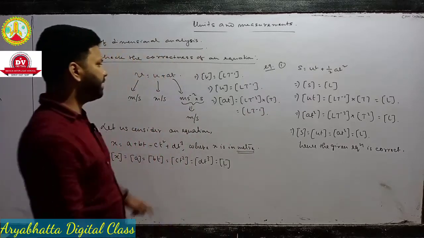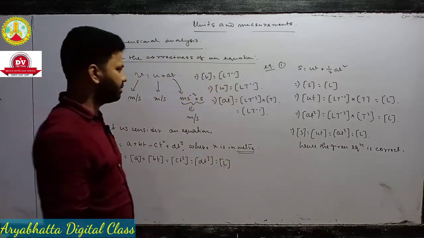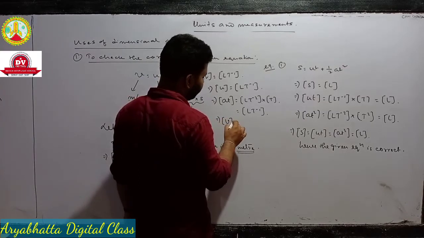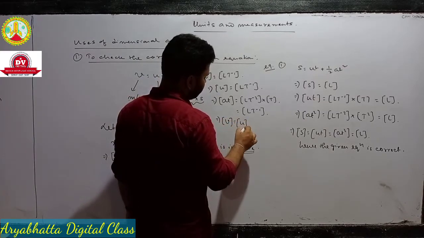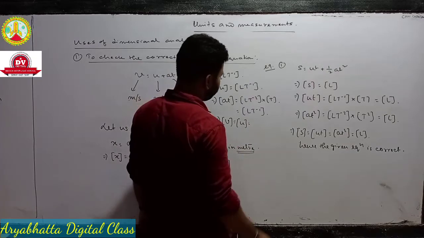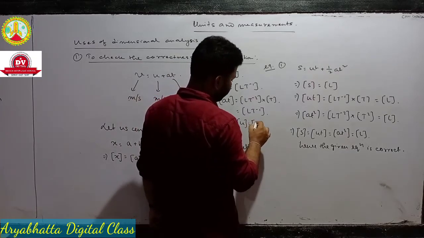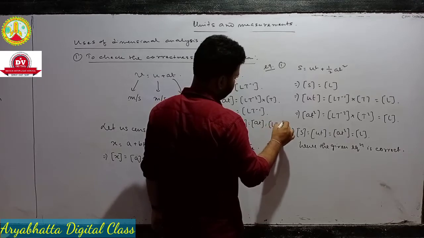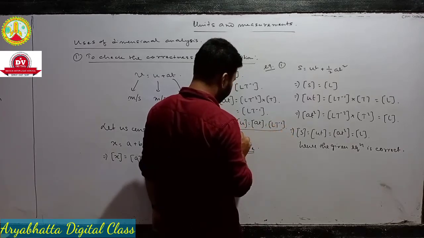देखो, in every case we are getting the same dimension, that is dimension of V is equal to dimension of U is equal to dimension of AT is equal to LT minus 1. So the equation is correct.